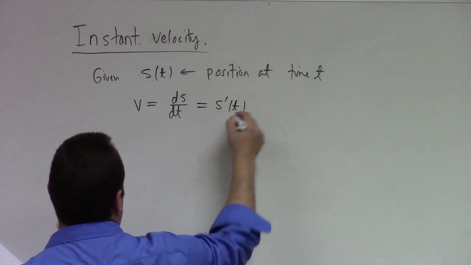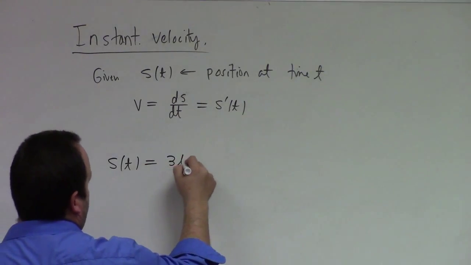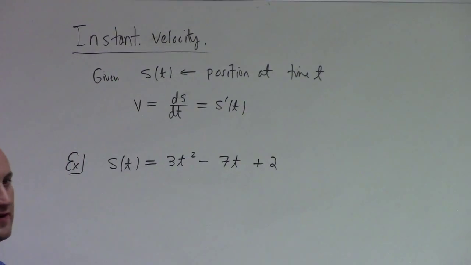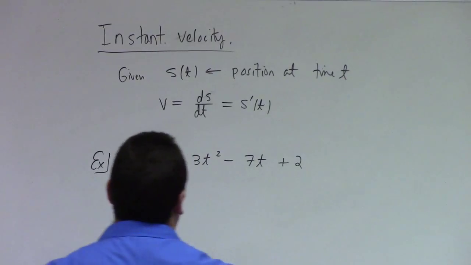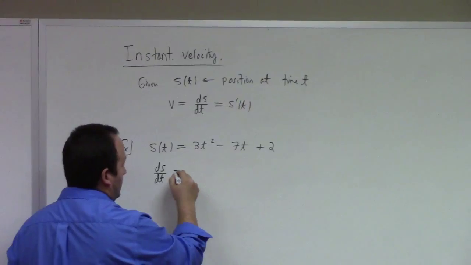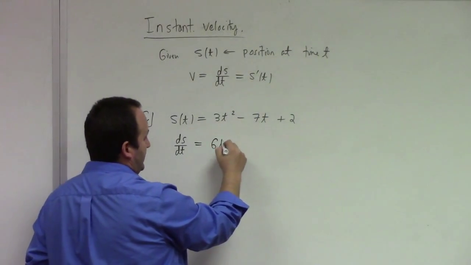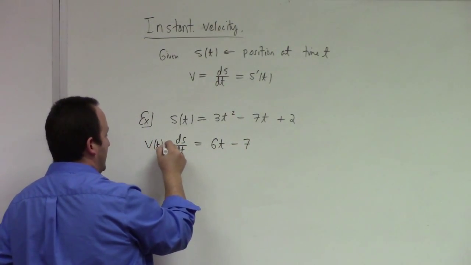So for example, if I had s of t equals 3t squared minus 7t plus 2, and I wanted to find the instantaneous velocity at time t, well, that's easy. I just differentiate. So ds/dt, which is the instantaneous rate of change of s with respect to t, what would you get here? You'd get, by the power rule, 6t minus 7. We denote it v of t. It's the velocity at time t.